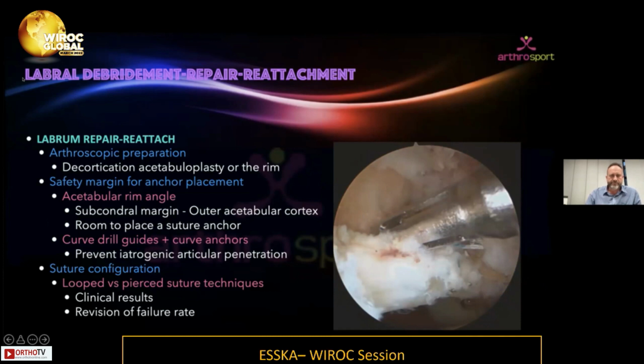To obtain a good labrum repair, the most important thing is to prepare it. An appropriate decortication acetabuloplasty of the rim is performed by preparing a bleeding surface for labral healing in the bony rim. Depending on the magnitude of the rim resection, the labrum does not necessarily need to be detached.